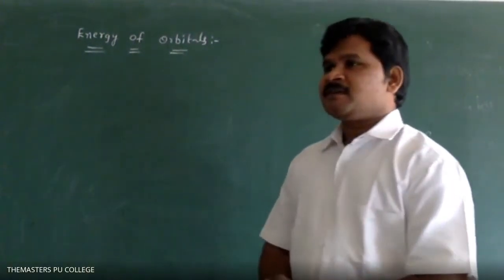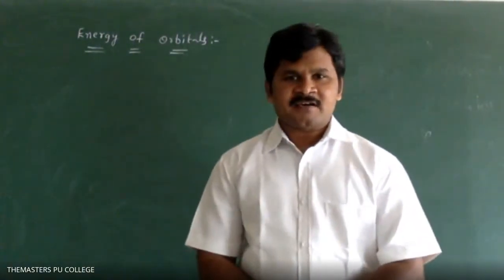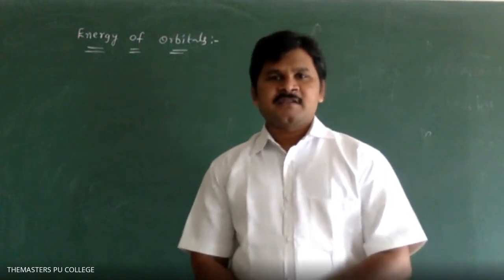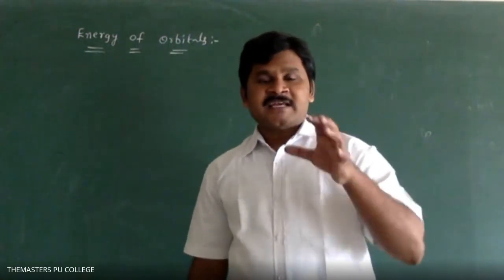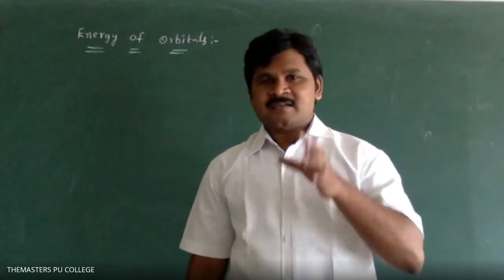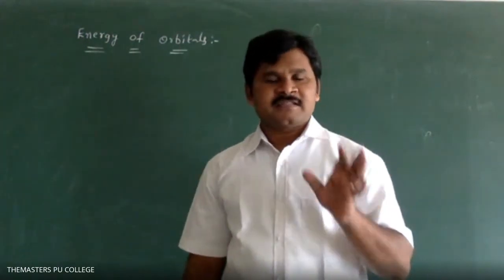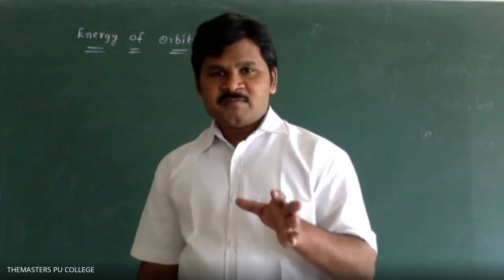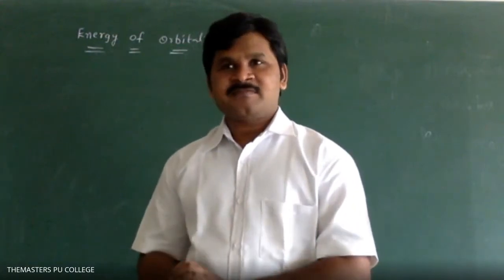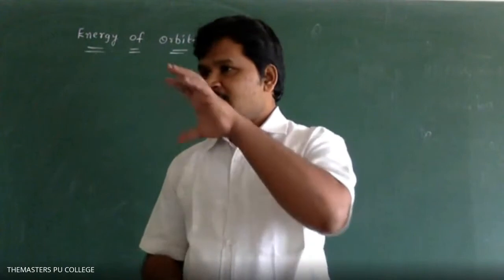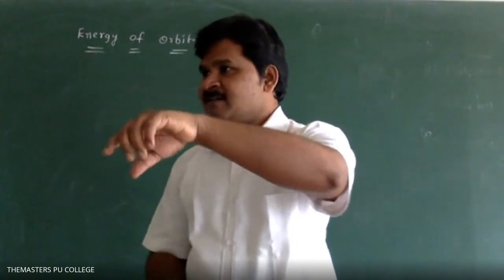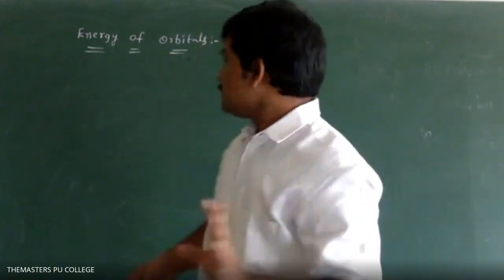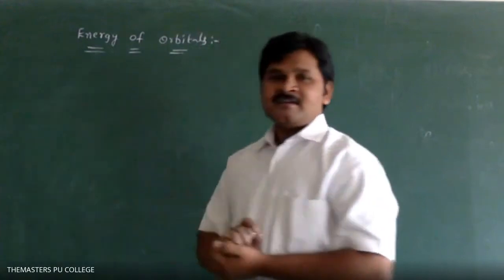Energy of orbital. We know very well what an orbital is. In the atom, the place where the electron is present is called an orbital. The region or space around the nucleus where the probability of finding an electron is maximum is called an orbital. So what is the energy of an orbital?